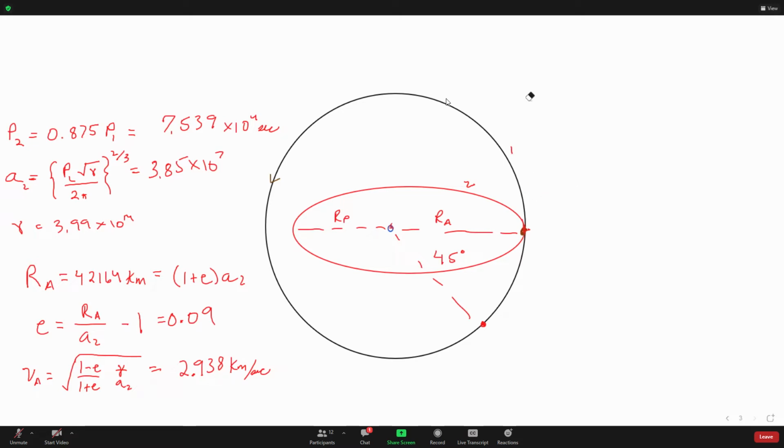Well, my delta V that I require is going to be, and I'm going to put it in an absolute value, 3.075 minus 2.938 in kilometers per second. So 137 meters per second.